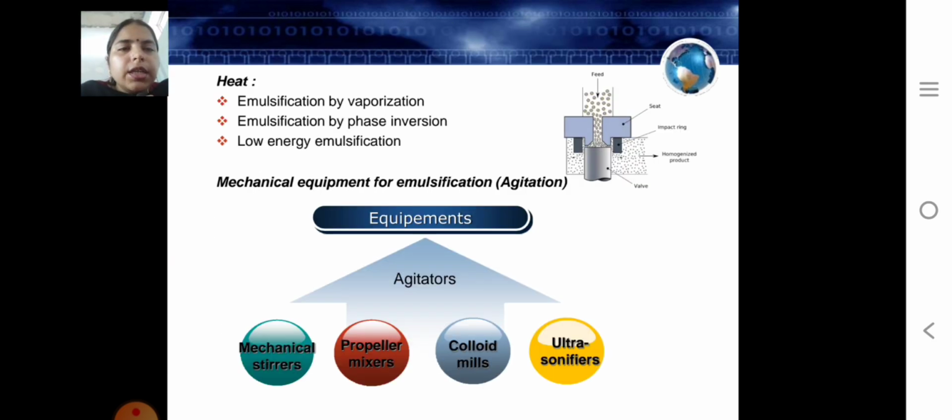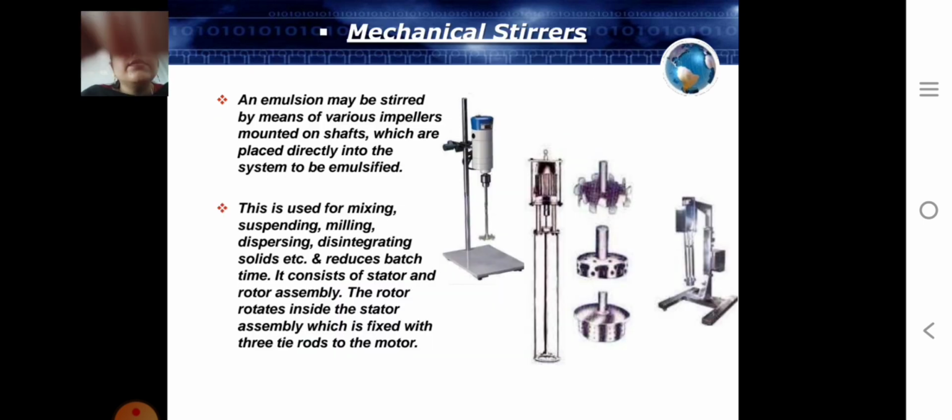heat, emulsification by vaporization, emulsification by phase inversion, low energy emulsification. Mechanical equipment for the emulsification are the agitation equipments: the agitators, mechanical stirrer, propeller mixer, colloid mill, ultrasonifier. First is the mechanical stirrer.